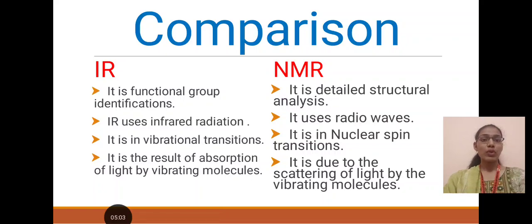Next, comparison between IR and NMR. IR means infrared spectroscopy, NMR means nuclear magnetic resonance spectroscopy. IR is for functional group identification, but NMR is for detailed structure analysis. IR uses infrared radiations, NMR uses radio waves. IR involves vibrational transitions. NMR involves nuclear spin transitions. IR is the result of absorption of light by vibrating molecules. NMR is due to the scattering of light by vibrating molecules. These are the comparison between NMR and IR.